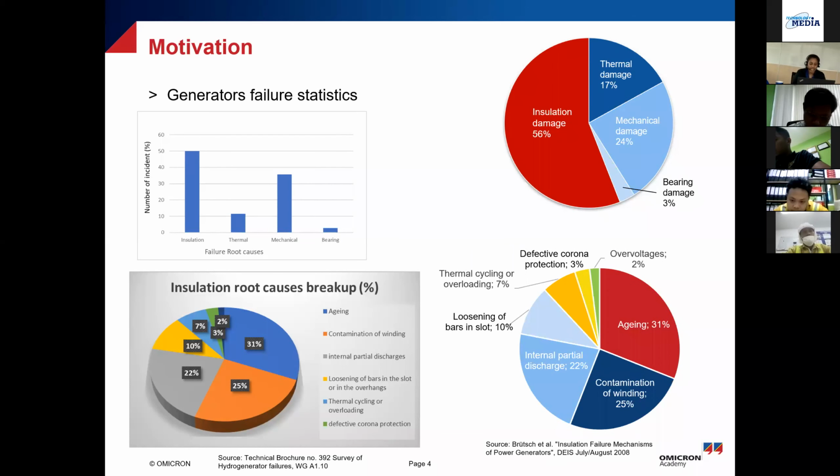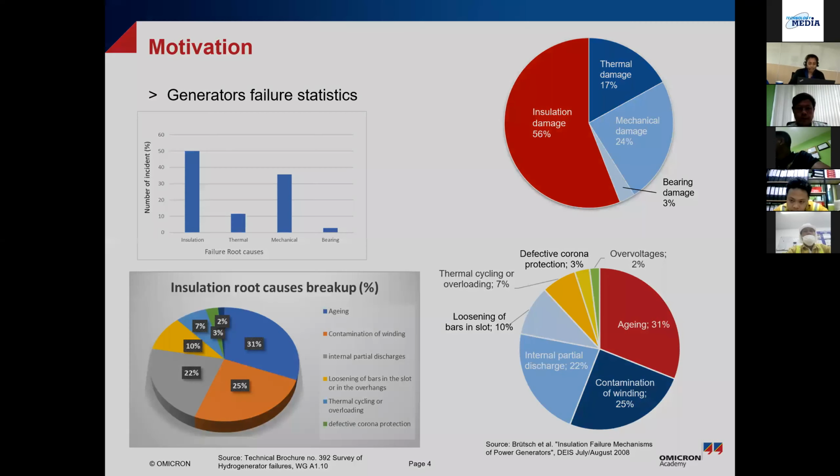Now, also looking at the insulation, what's the breakup by itself? Again, aging, contamination of winding, and internal partial discharges are some of the major contributors. The percentages can vary, but these are some of the major contributors to your insulation damage. So that gives us an idea of where our focus should be.